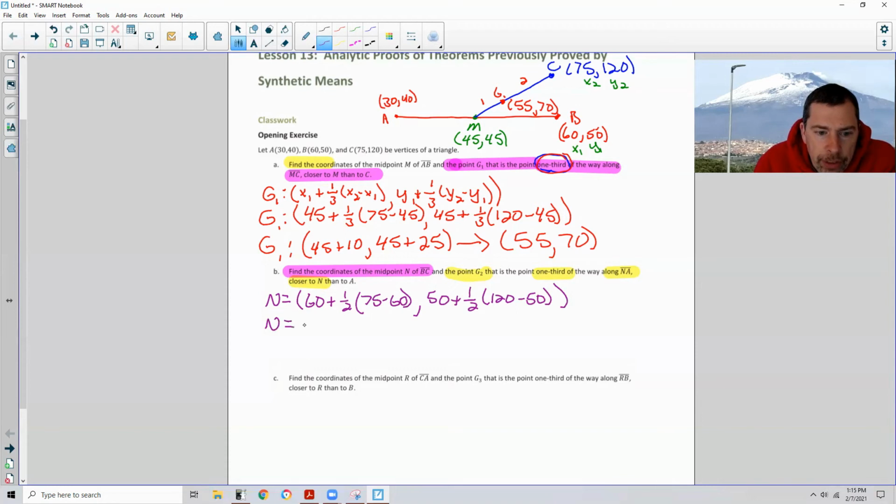So N is going to equal 60 plus, well, 75 minus 60 is 15. Half of 15 is 7.5. And then 50 plus 120 minus 50 is 70. And half of 70 is 35. So that is going to give us the point 67.5, comma, 85. So that would be a point somewhere around here, 67.5. So it'd be over here if this were longer, comma, 85.